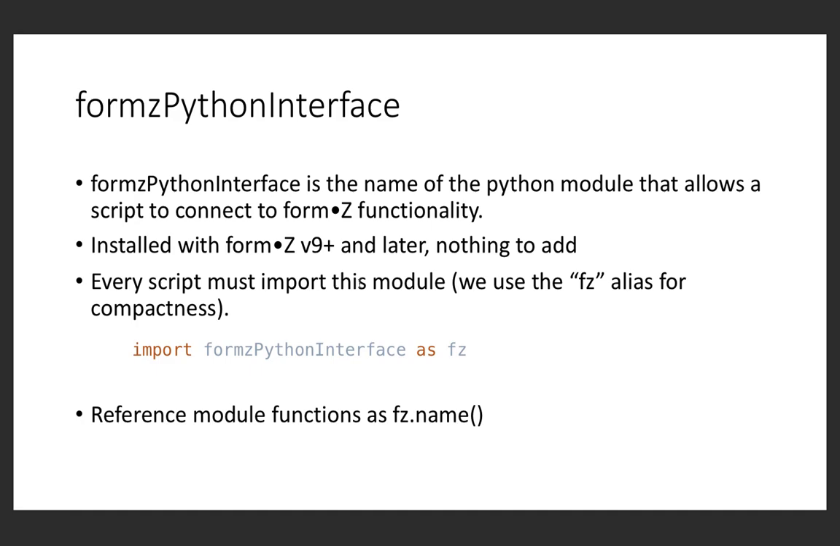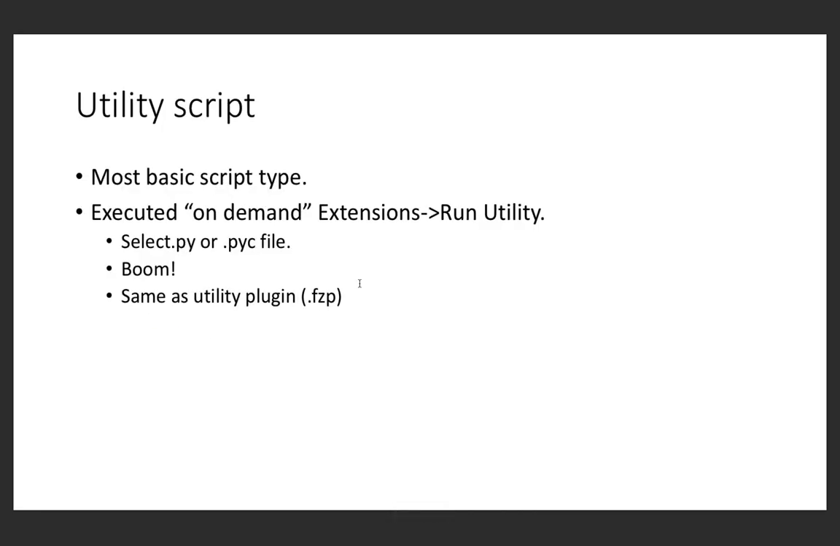The flow of the FormZ Python interface is that some action inside of FormZ is going to trigger the execution of the script, and we'll talk a little bit about that in a minute. Then your Python script will be run, and you can make calls to things inside of FormZ to access data, to create objects, to do all kinds of things that you can do within FormZ, and you'll use this FormZ Python interface to actually do that. So let's take a look at a script.